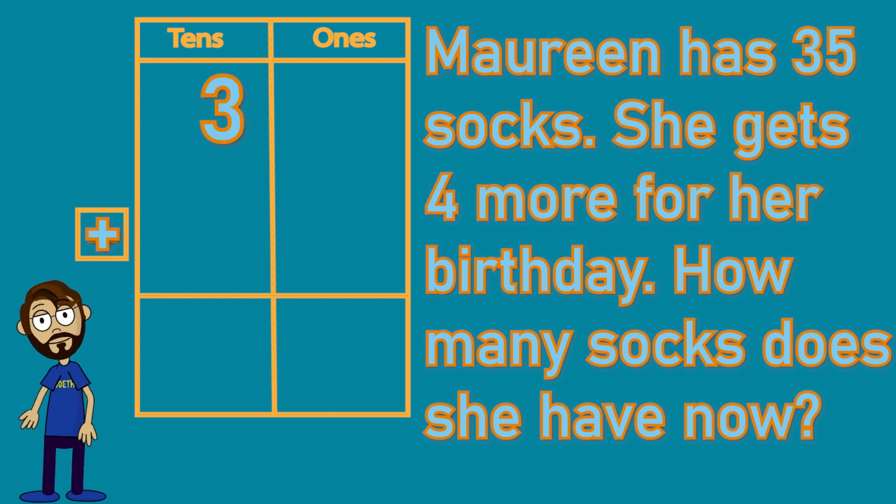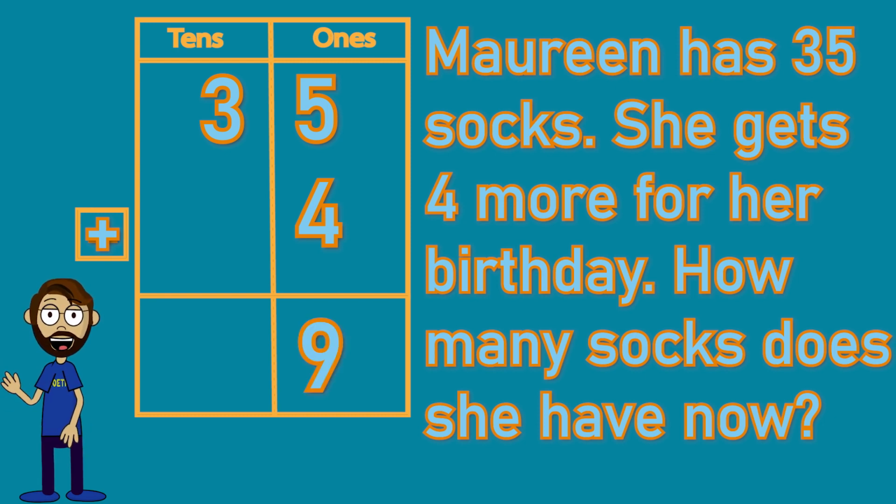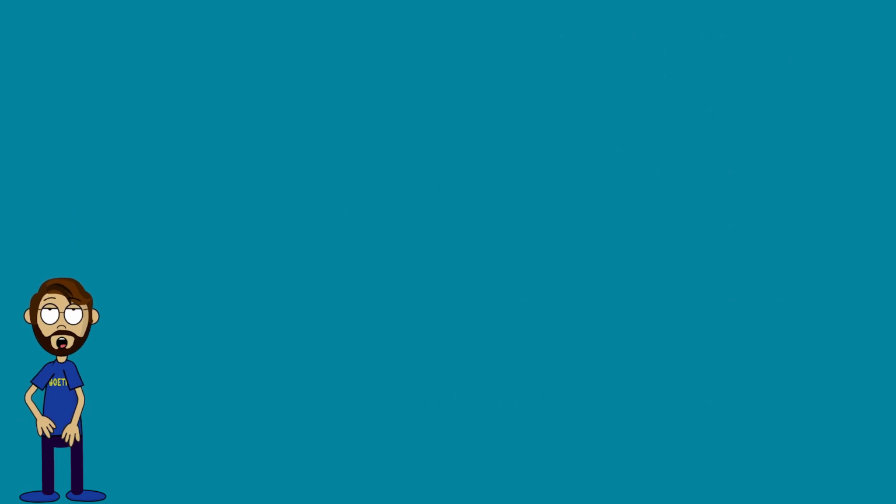So we have 3 tens and 5 ones in 35. And then there are only 4 ones in 4. So 5 plus 4 is 9. 3 plus none is still 3. So 9 ones and 3 tens makes 39 socks. Here's our last one.